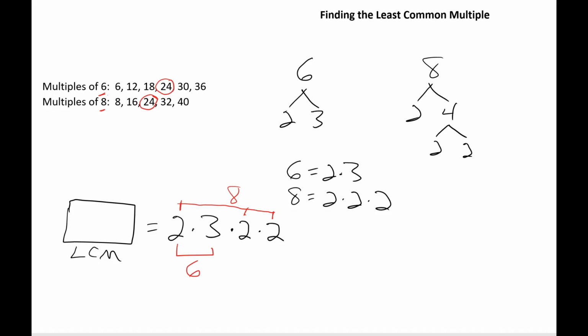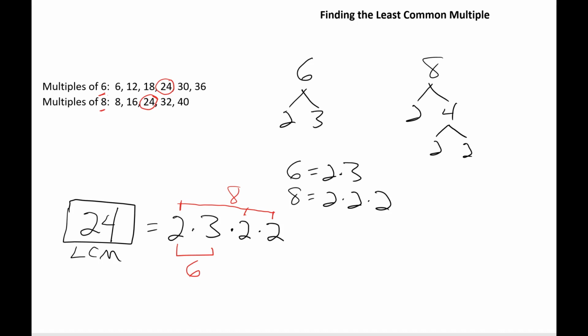Now, if I just multiply together 2 times 3 times 2 times 2, I can see that that gives me 24, which is my least common multiple. Pretty cool, right? Now, let's try one more, and I'm going to ask you to try this one on your own before you watch how I do it.